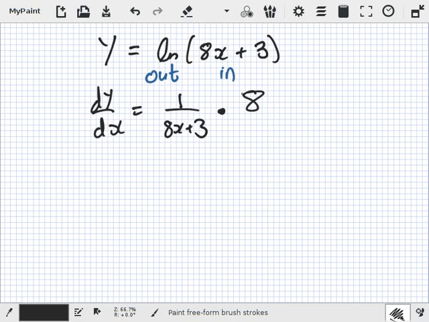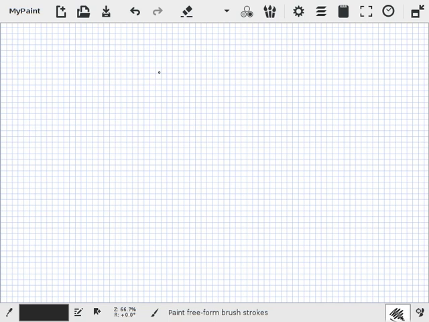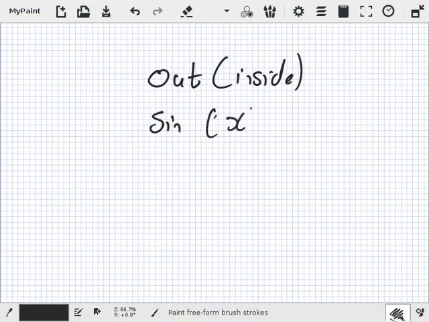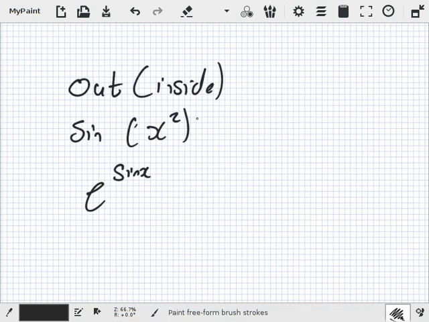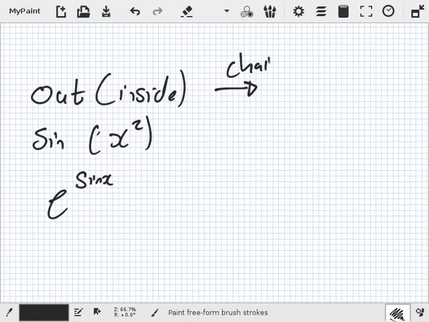Yeah, this is how the chain rule works. If I just go to the side. So the way the chain rule works, you have two functions. You have an outside function and an inside function. Okay, so for example, you could have sine of x squared, or e to the sine x. So what you do, to get the derivative using the chain rule, you differentiate the outside, and then you multiply your answer by the inside derivative.